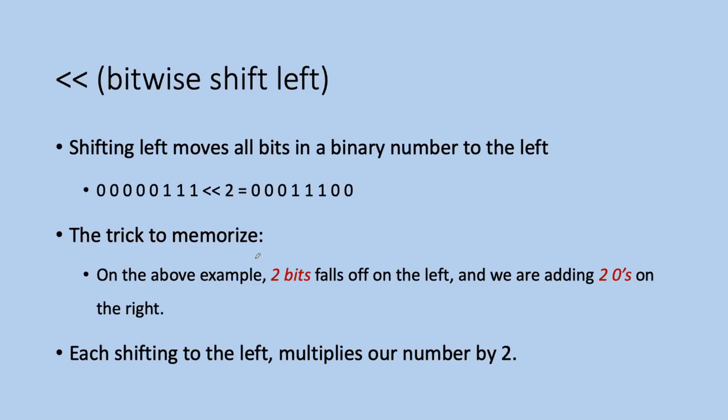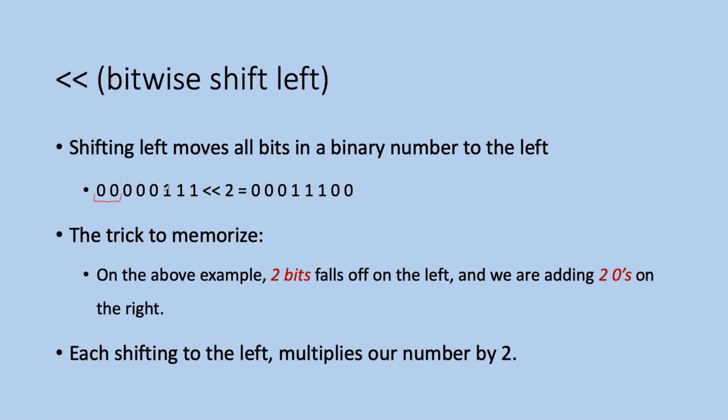So here what we're saying is, in the above example, the trick to memorize is, we're doing a bit shift left by 2. So in the above example, 2 bits will fall off on the left, and we're adding 2 zeros on the right. So I'm going to grab these two.